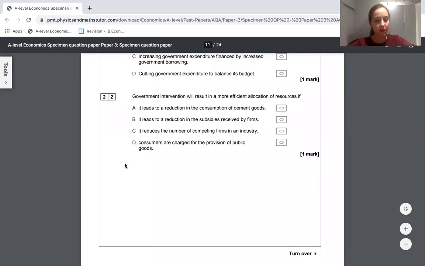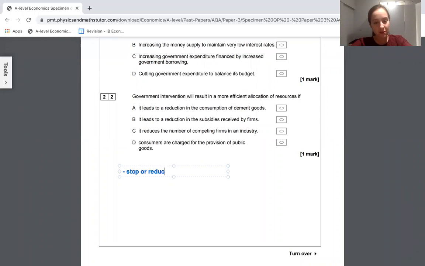Okay, how to improve the allocation of resources? Again, stop or reduce consumption of harmful goods and increase consumption of good goods. So A seems like a really good option. I don't think the other ones fit as well as that.